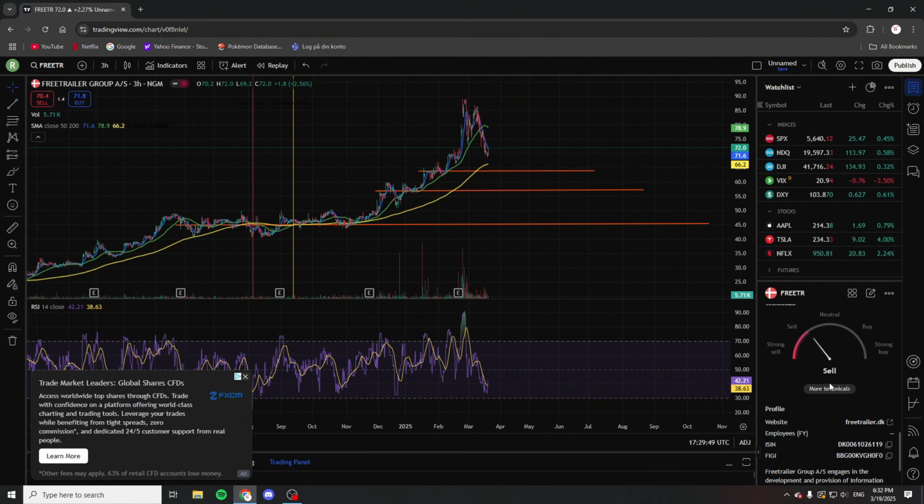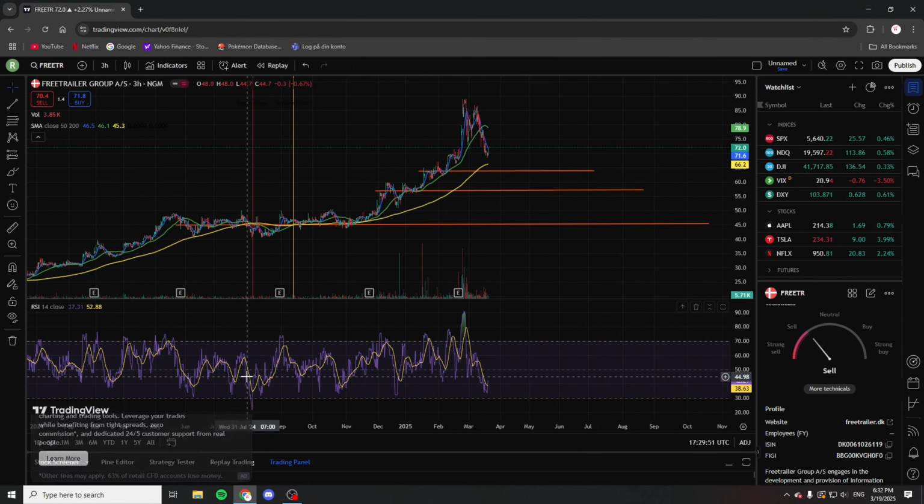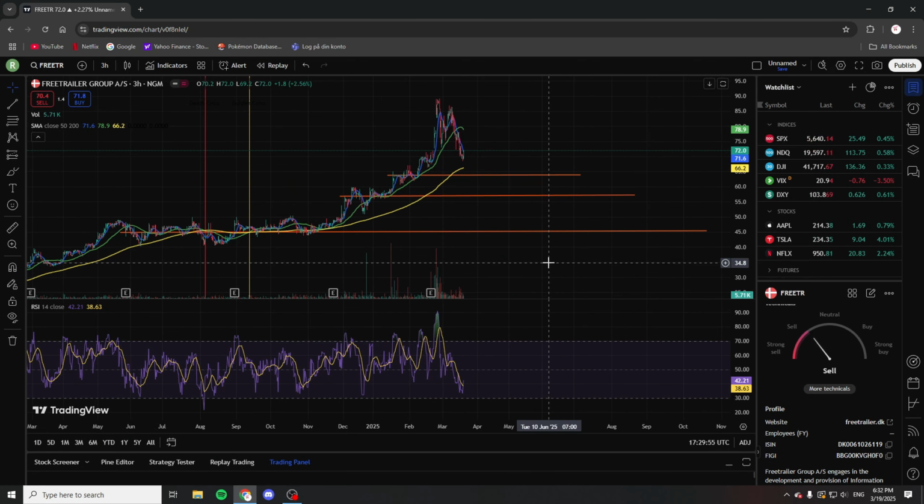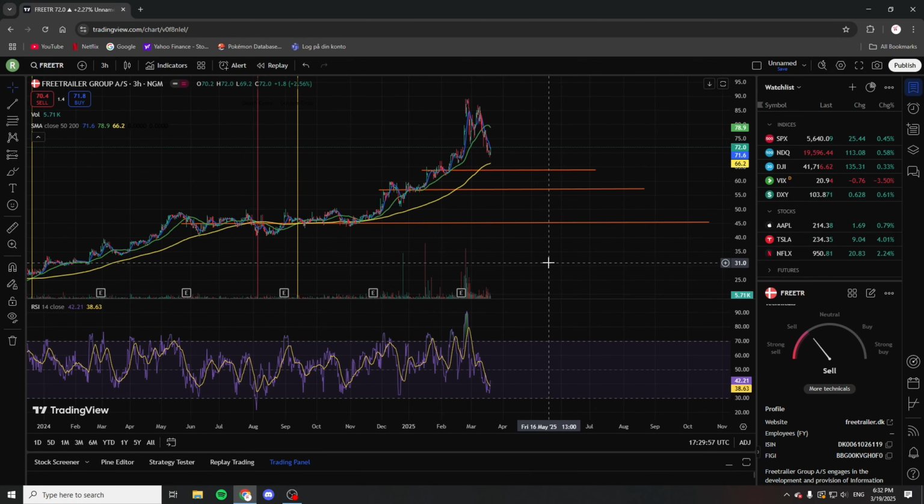Now as you can see, there is no analyst rating on this, and I think that's because it's quite a new company. But very interesting in the long run. I think in the long run, this is going to be a huge company in Europe, as I don't know any other company which does this. I have tried to find any other companies that do similar stuff as Freetrailer Group, but yeah, I really can't find any.